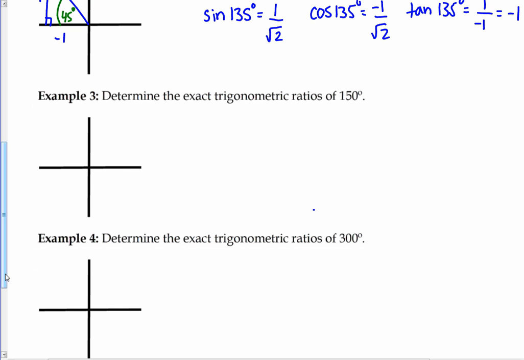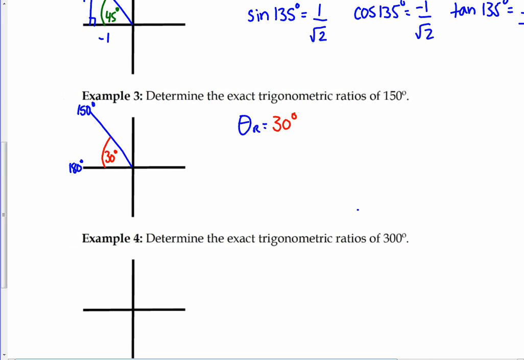Let's try one more. Find the exact ratios for 150 degrees. So let's start drawing that. What quadrant? 2 again. Okay, what's the reference angle? 30. The distance between the x-axis and our angle? 30. Okay, so if our reference angle is 30, we are going to draw the 30, 60, 90 triangle. So I'm going to go straight line. If this is 30, this is 60.